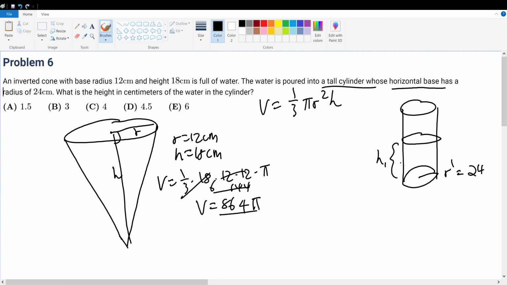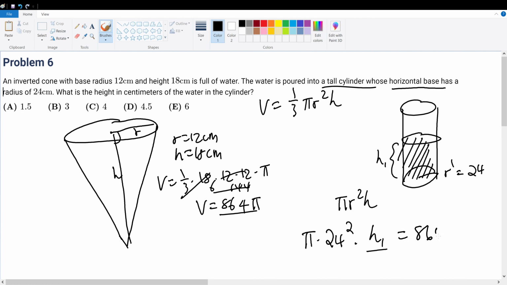The volume of this shape right here has to be equal to the volume of this cone. So with that relationship, we can relate the volume of the cone to the volume of the cylinder. The volume of a cylinder is pi r squared h. So this becomes pi times 24 squared times h1, which is the one we're trying to solve, equal to 864 pi. Pi and pi get canceled, 24 and 24.